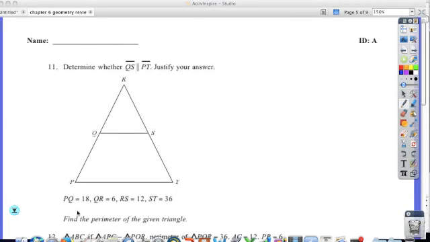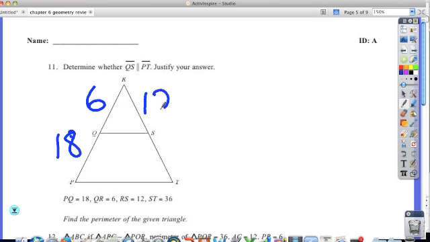Did we do this one? No. Okay, determine whether QS is parallel to PT. PQ is 18. You might realize 6 times 2 is 12, and 18 times 2 is 36. Or you might realize that 6 times 3 is 18, and 12 times 3 is 36. But if you put them in a proportion, or simplify them, you would say that 6 over 18 is 1/3.